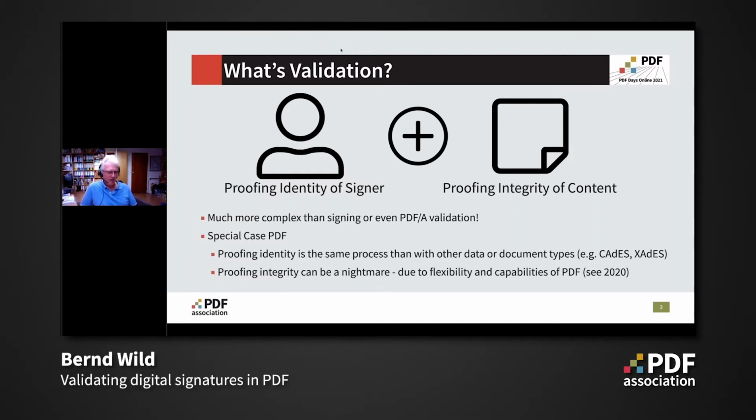The special case with PDF is that proving the integrity can be a nightmare due to the flexibility and capabilities of PDF, something everybody of us really appreciates, that a PDF can be a very flexible tool for handling documents. But due to the flexibility, you also have a lot of degrees of freedom. The other thing is that identity proofing is more or less the same process as for other data or document types you want to sign. This is mostly decided by standards outside of the PDF world, like the ETSI standards CAdES, XAdES and PAdES, and other standards as well, so it is a little more independent from the PDF base itself.